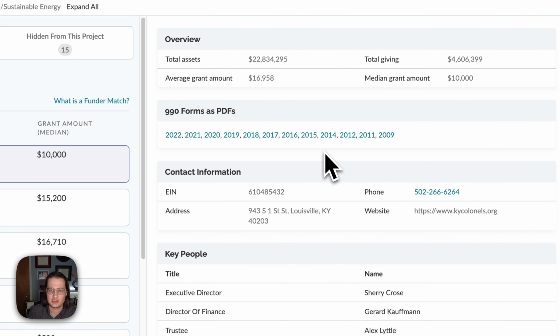Scrolling down a bit, we're greeted by this Overview tab with some highlights around their total assets managed, total giving, and mean and median grant amounts. We've also got the 990 PDFs ready to rock and roll if you're feeling old school on a particular day of prospecting. Want to check out those hard copies there.